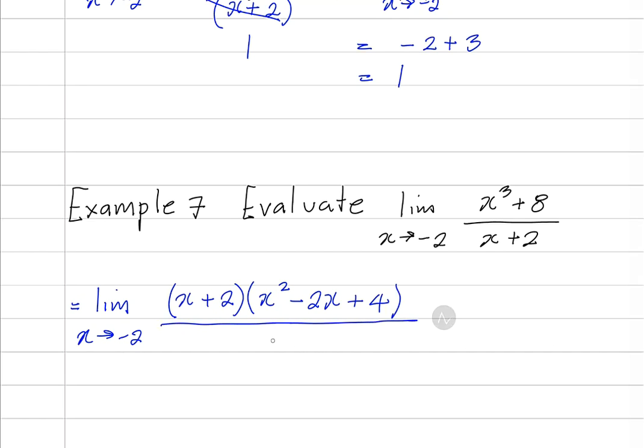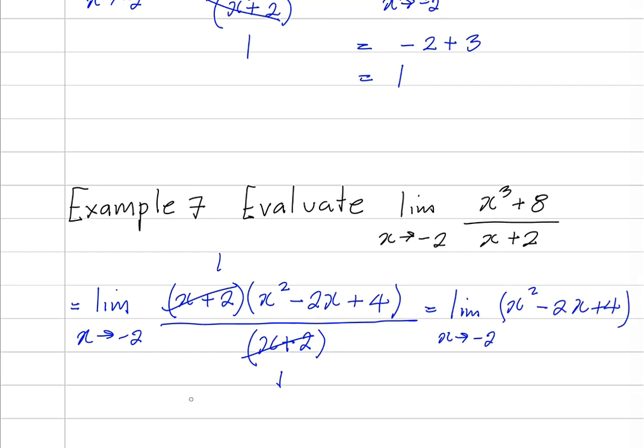I'm not 100% sure that this is correct, but let's assume it is correct. So this cancels this. So what I'm left with is the limit as x approaches minus 2 of x squared minus 2x plus 4.